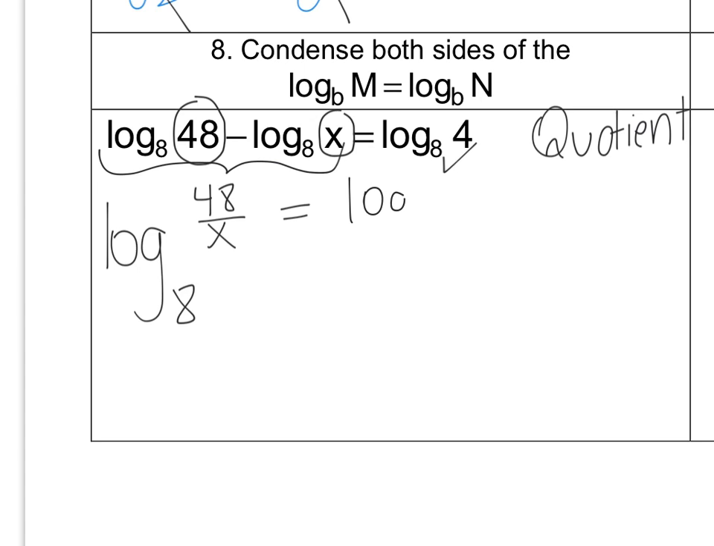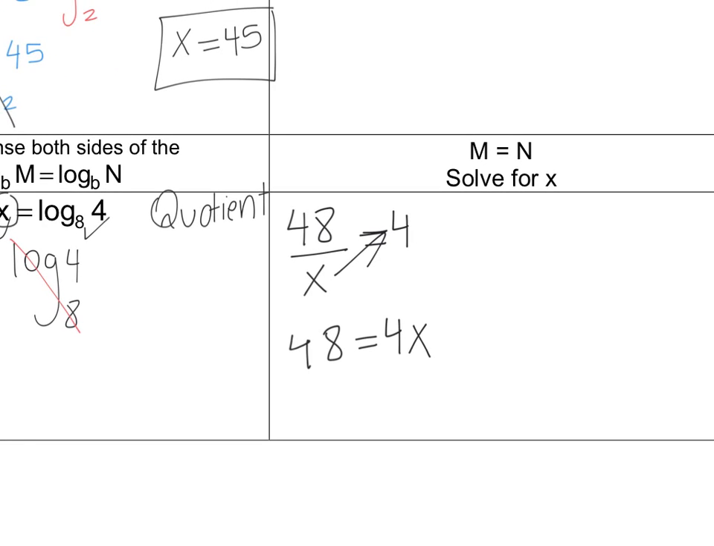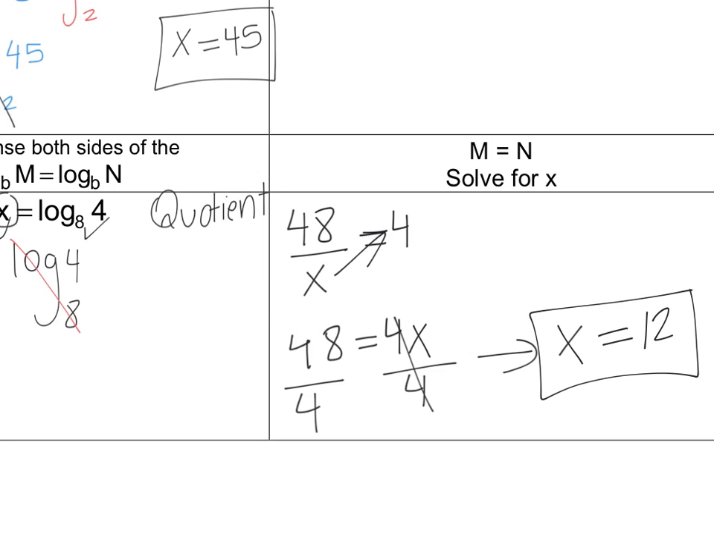That's equal to log base 8 of 4. Now, since I have a log on the left and a log on the right, I can cross these two out, and I will end up having 48 over x equals 4. Now cross multiply, so 48 is equal to 4x. Now to solve for x, you need to divide both sides by 4, so x is equal to 48 divided by 4, which is 12. And that's going to be my final answer.